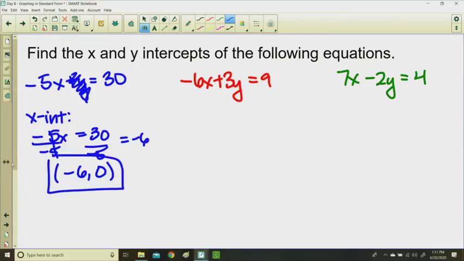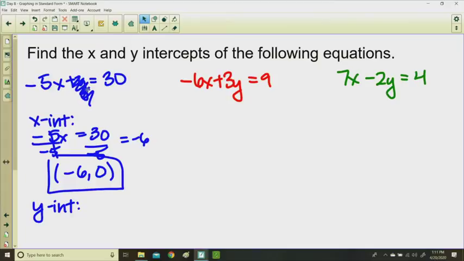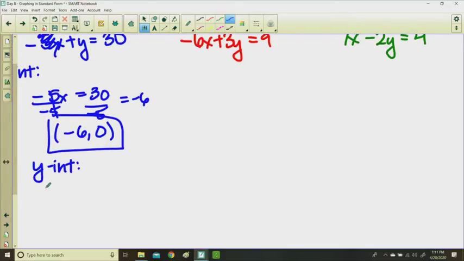Perfect. Now let's go ahead and find the y-intercept. For the y-intercept, you're going to cover up x. So then I'm just going to get y equals 30. Do I need to divide? Actually, don't need to do anything. I'm already done. So then I'm going to put my coordinate (0, 30). Done.